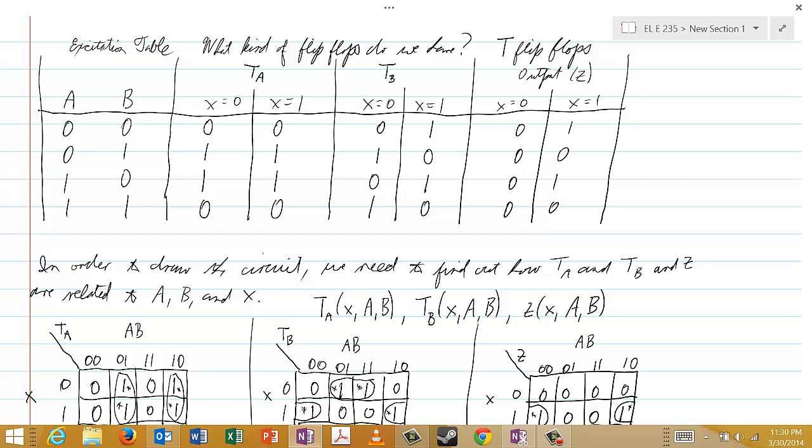Well, as a result of the work you did for test 26, you should now have this excitation table for D flip-flops. And so now your assignment for the test for this lecture is to find out how D sub A, D sub B, and Z will be related to X, A, and B when we have D flip-flops rather than T flip-flops. So we'll take a brief break and then come back and look explicitly at the questions under consideration.